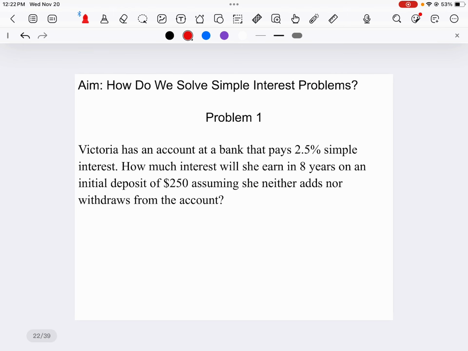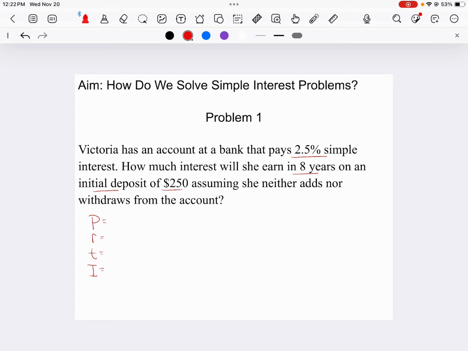Victoria has an account at a bank that pays 2.5% simple interest. How much interest will she earn in 8 years for an initial deposit of $250, assuming that she neither adds nor withdraws from the bank? So I'm just going to determine what my key pieces of information are. We have 4 parts that we need.